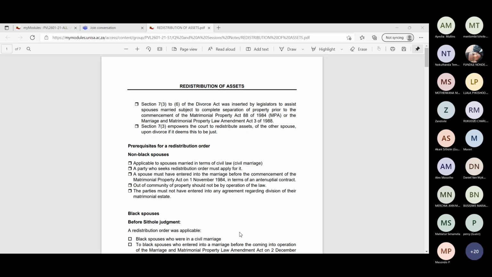Please note that before your exam, you must know the different types of marriage regime. Students, what you need to understand about marriage is that we have the marriage legal requirements, and we have the marriage regime. You enter into a marriage and you need to follow the specific legal requirements, whether in terms of the Marriage Act, the Civil Union Act, or the Recognition of Customary Marriages Act. When it comes to the marriage regime, in community or out of community of property, the law is the same, regardless of which marriage act you married in terms of.